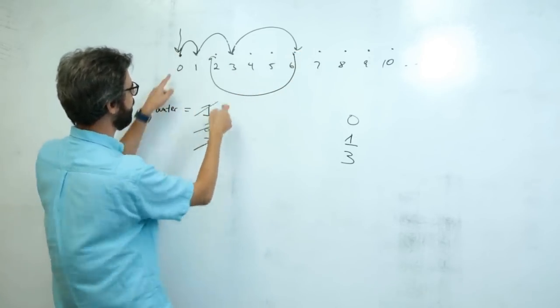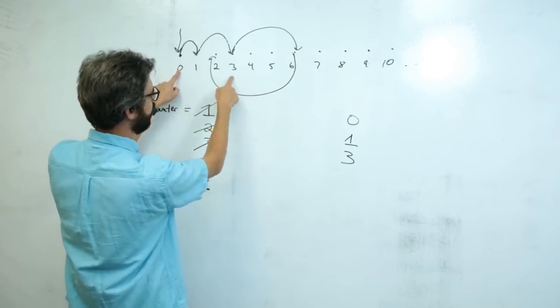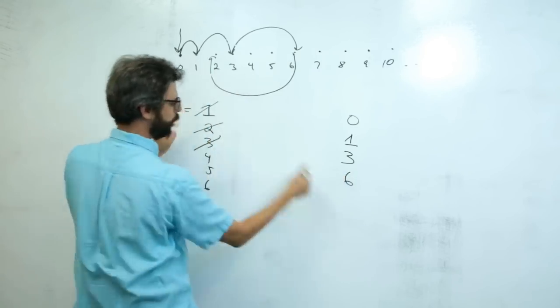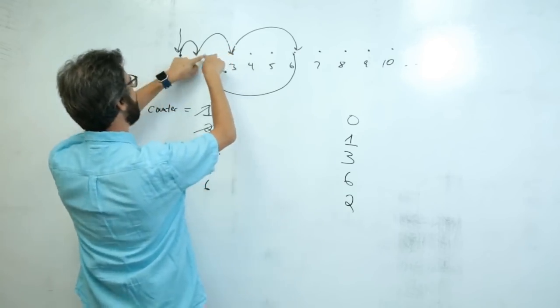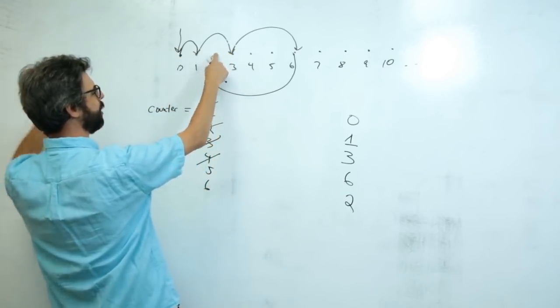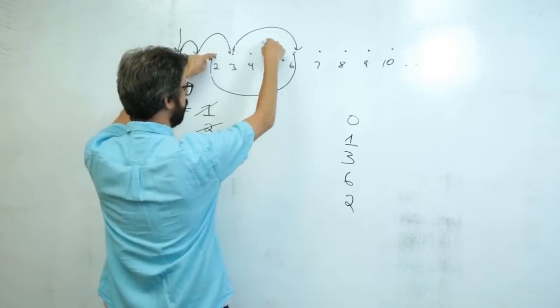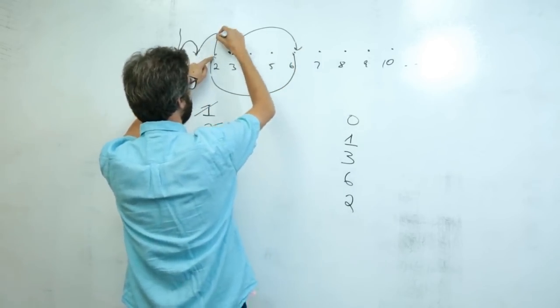By the way, I forgot to keep updating this. 0, 1, 3, 6, 2. And then now I'm going to go forward 5. No, I'm going to try to go backwards 5. I can't. There's nothing there, so I go forwards 5. 1, 2, 3, 4, 5. So now I go here.